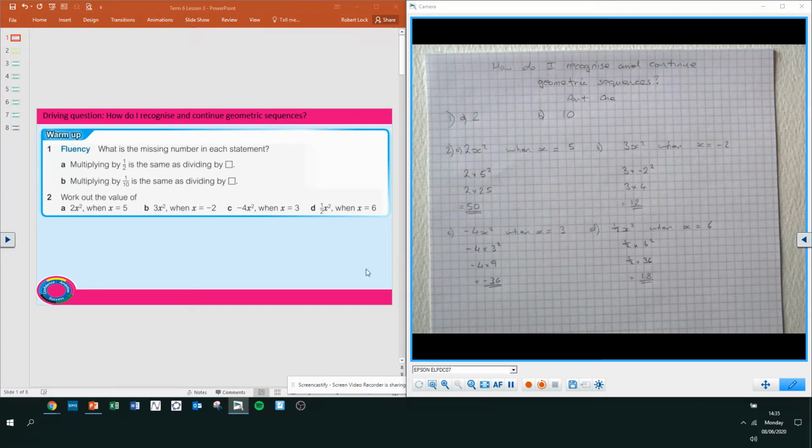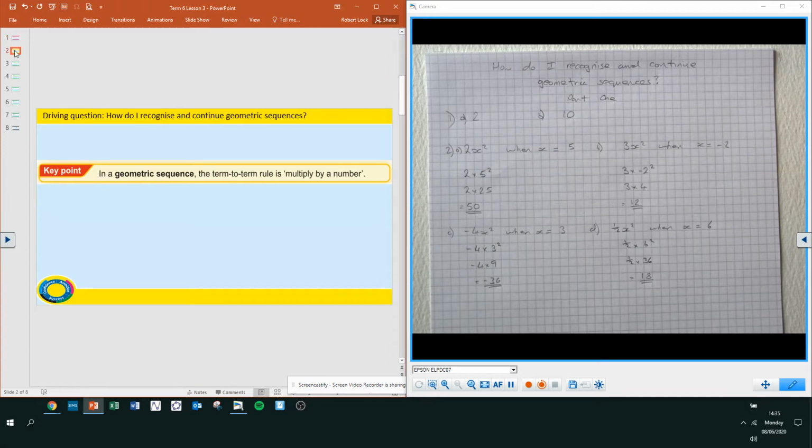Okay. A geometric sequence is a sequence where each term after the first is made by multiplying the previous term by a constant amount. Let's repeat that. A geometric sequence is a sequence where each new term after the first is made by multiplying the previous term by a constant amount. You might want to write that down.